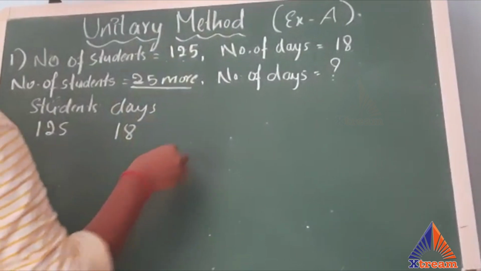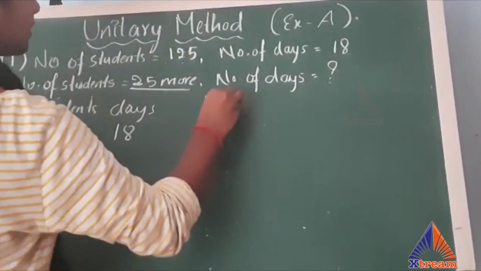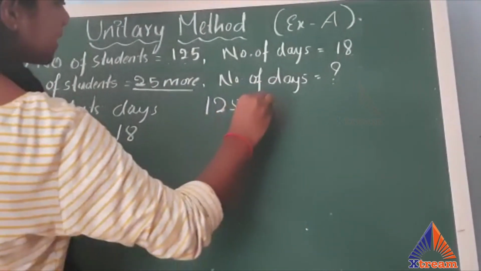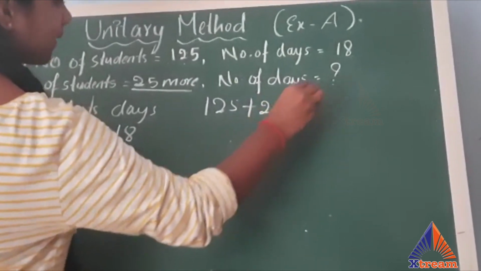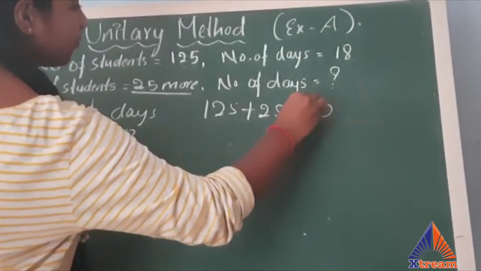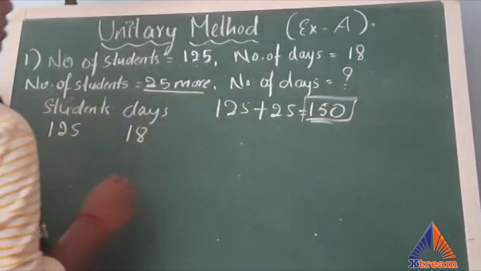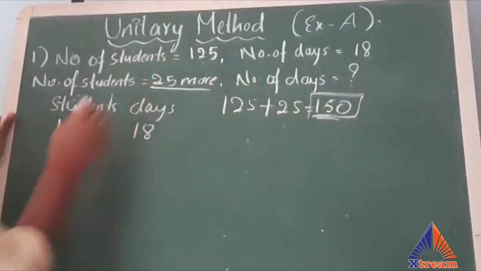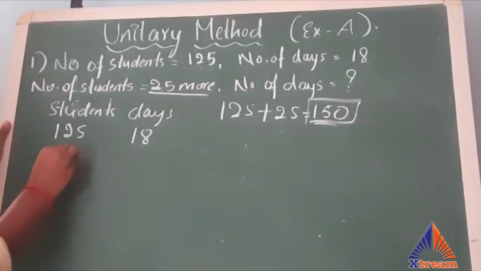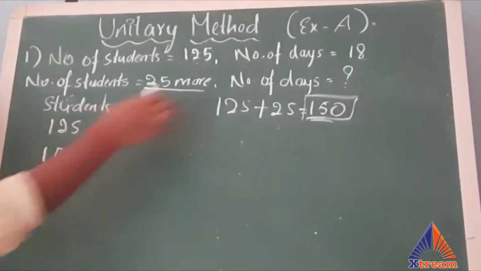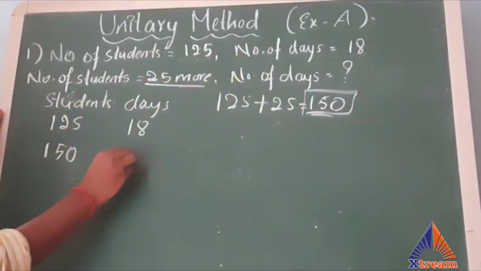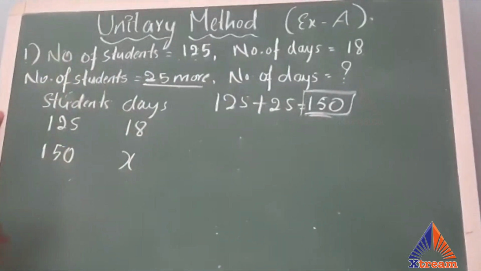That means we need to first add them. That is 125 plus 25, which is 150. So there will be a total of 150 students. This will be our second quantity here. So that is 150 students. How many days will they have the food? Here it's x, as we don't know the value.